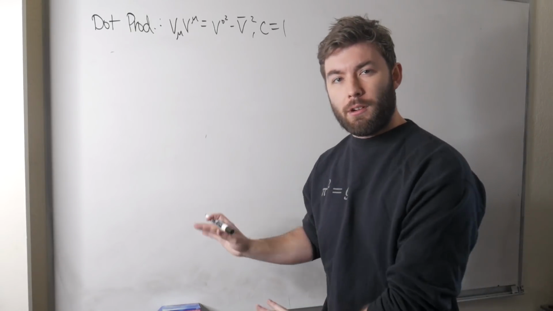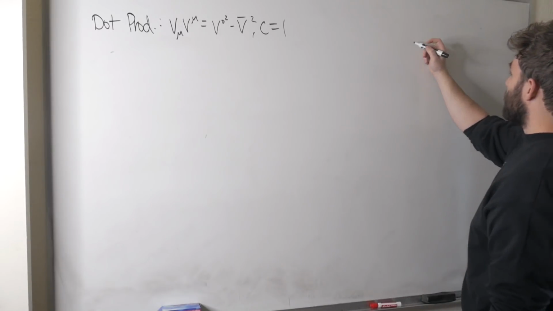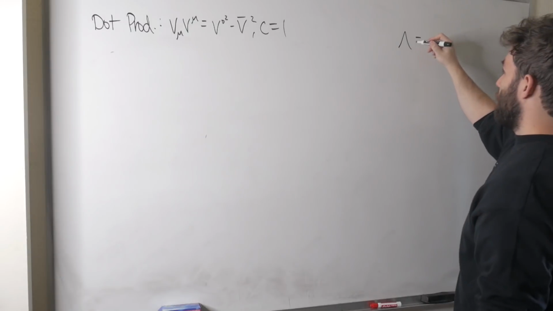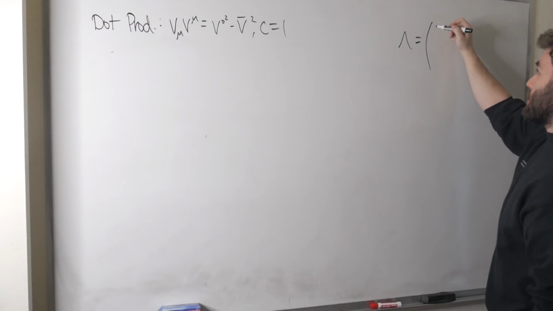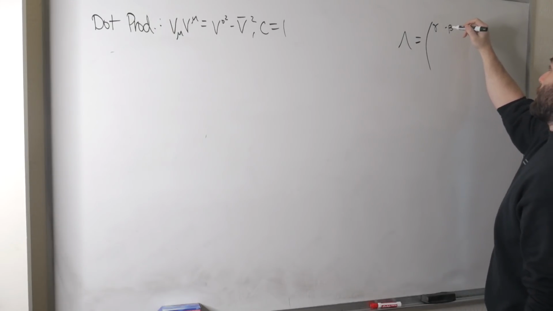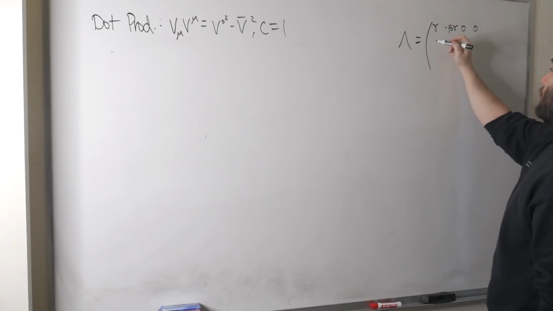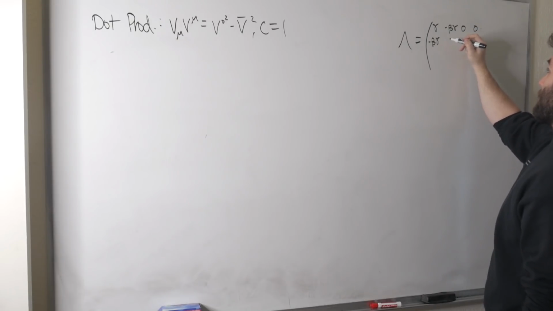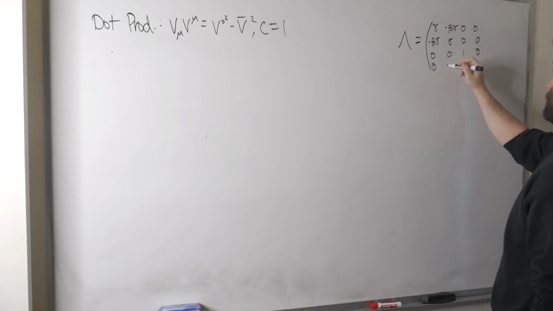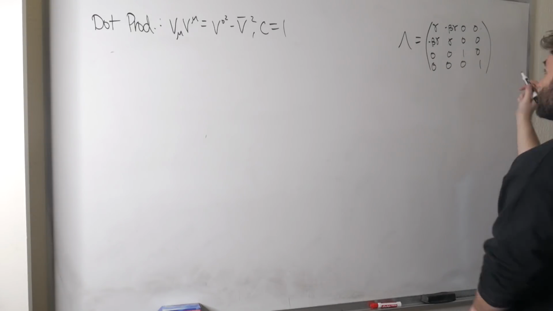We're actually going to need that later on in the video, but I'll write it first. So the Lorentz transformation is given by this capital lambda, which is equal to this matrix, and I'll get to what all these things mean in just a bit: gamma, minus beta gamma, 0, 0; minus beta gamma, gamma, 0, 0; 0, 0, 1, 0; 0, 0, 0, 1.